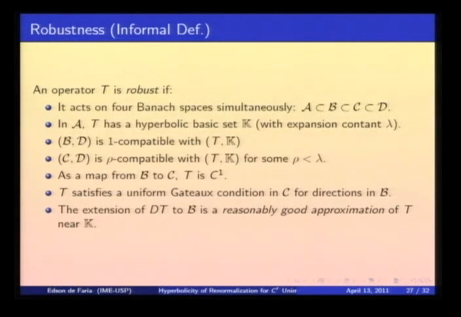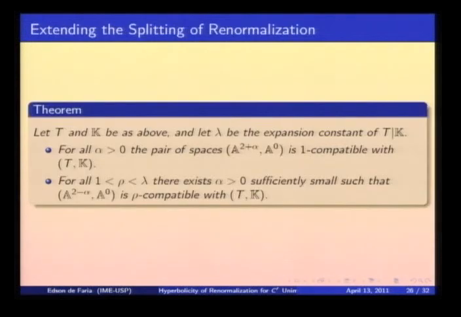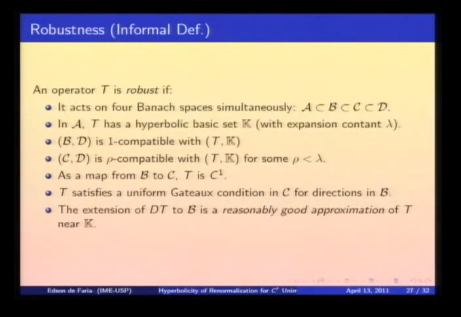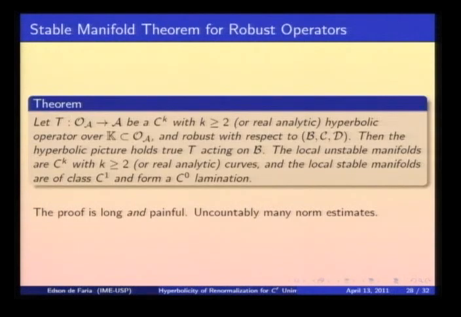It also satisfies some other technical conditions. It has to satisfy a Gateaux differentiability condition for the operator in C when you look at directions in B. And the extension of the derivative DT to B should be a reasonably good approximation of T. It would take me too long to explain what reasonably good approximation means, but it can be done in a very precise way. And so here's the theorem.